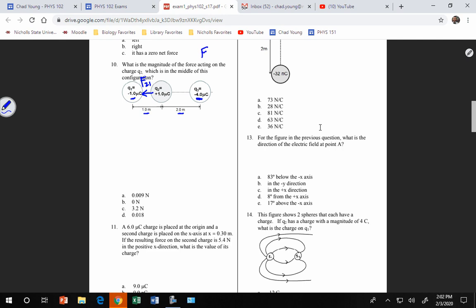And so if I write Coulomb's law, F equals kQQ over r squared, I have 4 times the charge, because Q3 is 4 times Q1, and I have twice the distance. So I have a 4 in the numerator, and I have a 2 squared in the denominator. So that means that F23, the force on particle 2 due to particle 3, is going to be the same as F21. So I can just stop right there and say that the answer is 0.